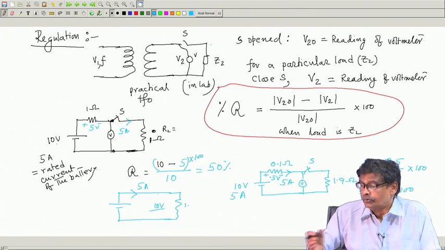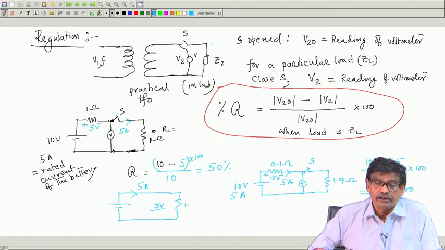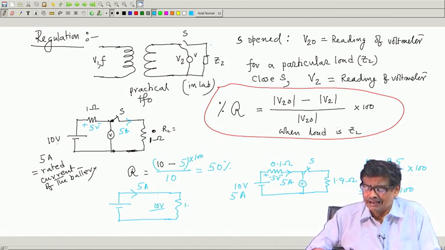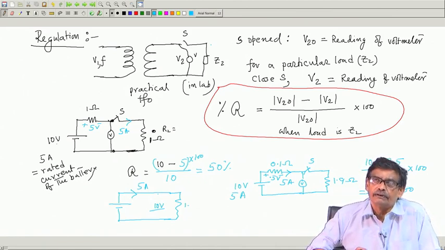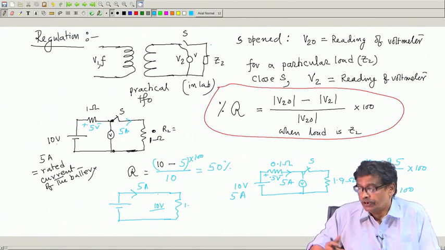Now, we will go on to find an approximate expression of regulation. Okay. So, we will continue with this.